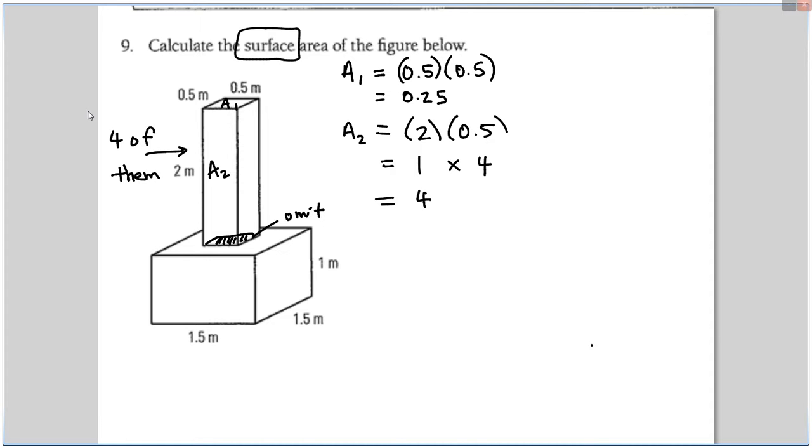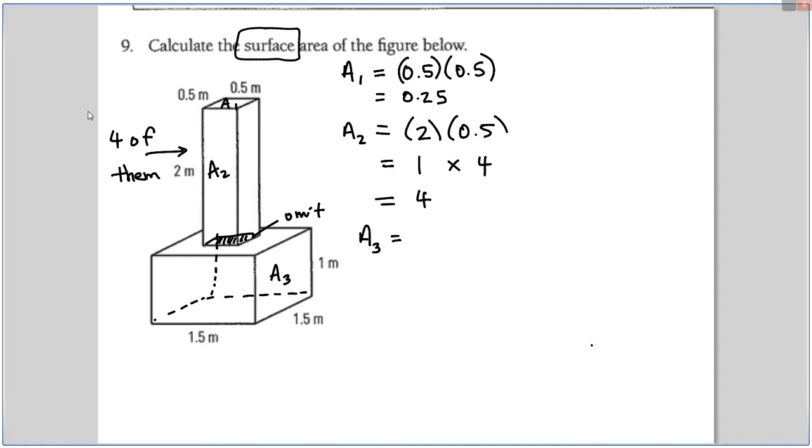Okay, now we can focus on the bottom shape. This is a rectangular prism. Sometimes it helps to draw in these dimensions. Do you remember what we did on the page before? It was like top, bottom, front, back, sides. You remember that? Well, let's just keep working with the way the book does it.